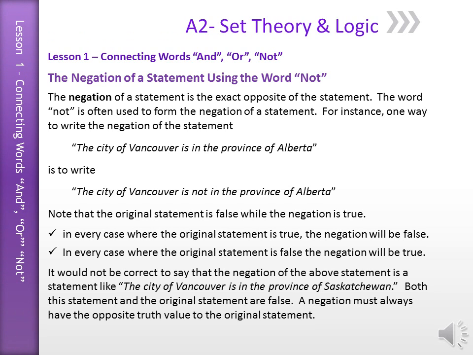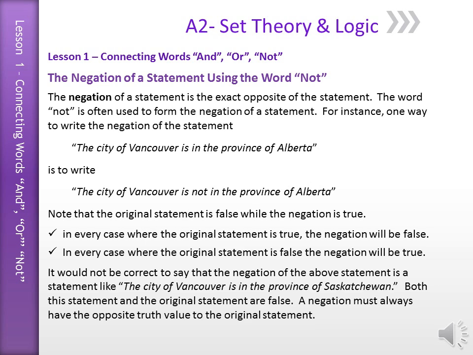The negation of a statement is the exact opposite of the statement. The word not is often used to form the negation of a statement. For instance, one way to write the negation of the statement, the city of Vancouver is in the province of Alberta, is to write, the city of Vancouver is not in the province of Alberta. Note that the original statement is false while the negation is true. In every case where the original statement is true, the negation will be false. Similarly, in every case where the original statement is false, the negation will be true.